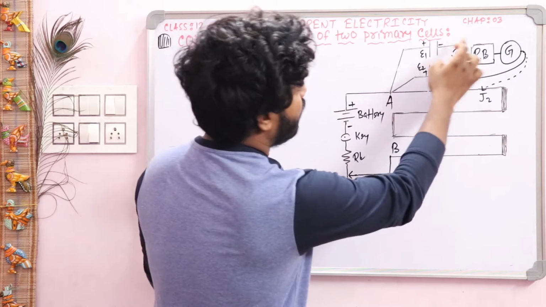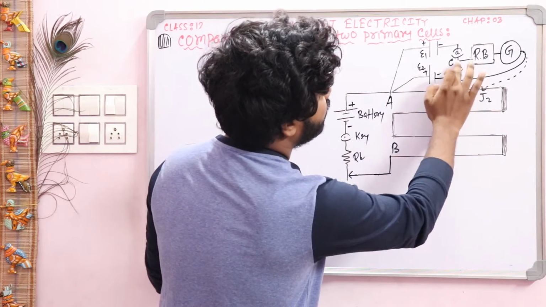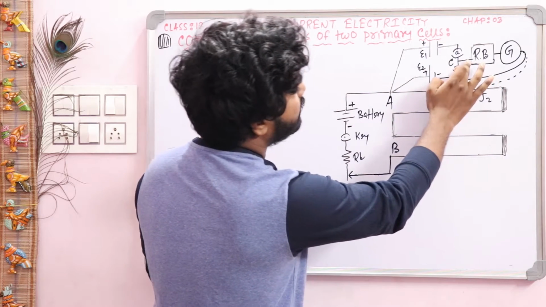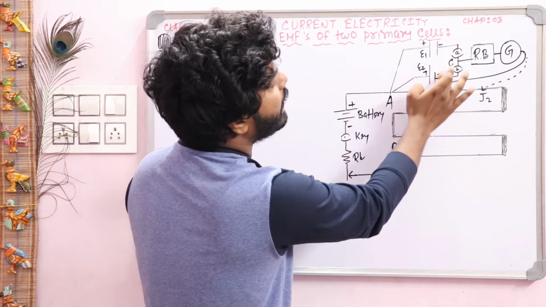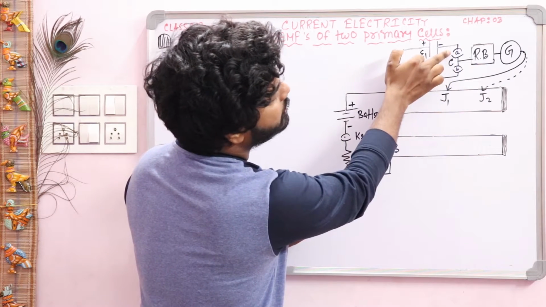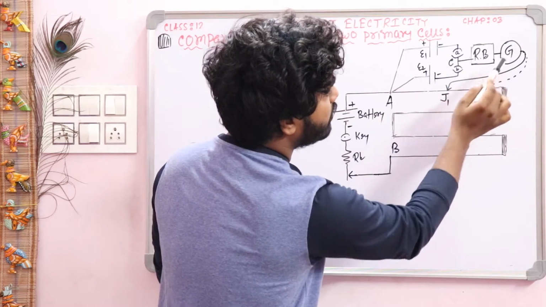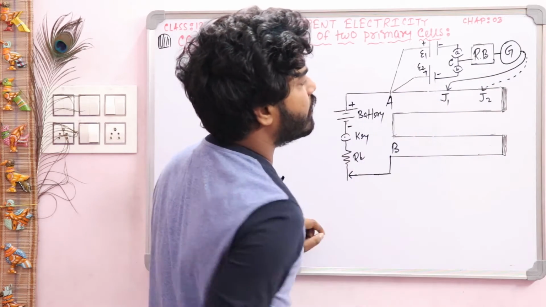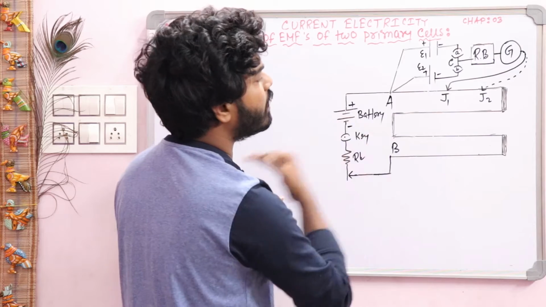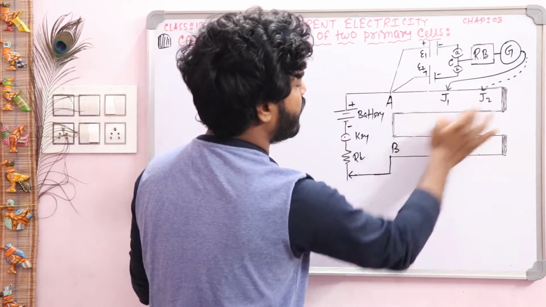And here after these EMFs there is a resistance box, and this is connected via 2 keys to point A and B. You just see, this key point is A and this point is B. Then the resistance box, and then a galvanometer, and there is a jockey which is movable anywhere from A to B.